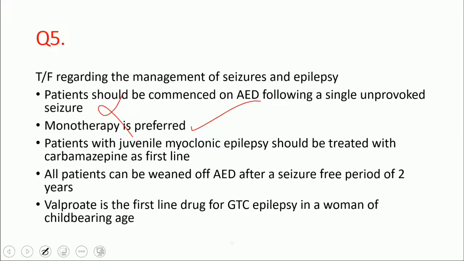So juvenile myoclonic epilepsy, again, we do not use carbamazepine. It's a generalized seizure disorder, and carbamazepine can actually make it worse. You can use valproate, but we use a lot of benzodiazepines in juvenile myoclonic epilepsy specifically. Benzodiazepines are used most of the time.